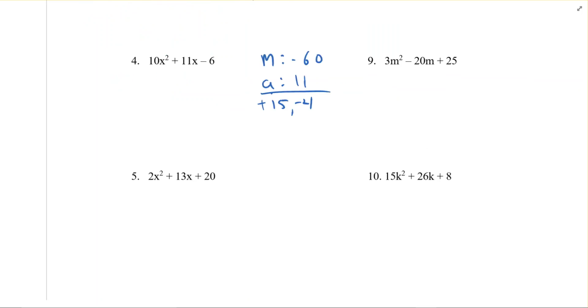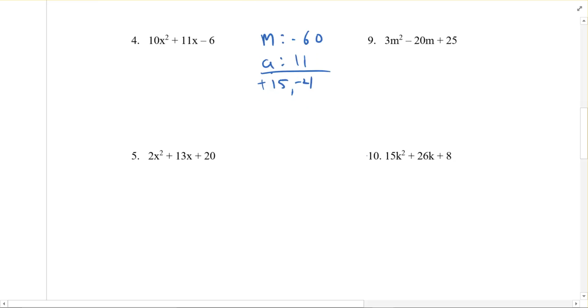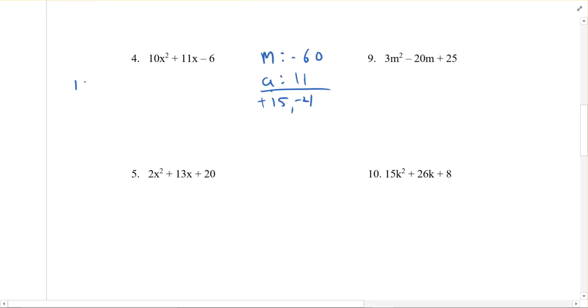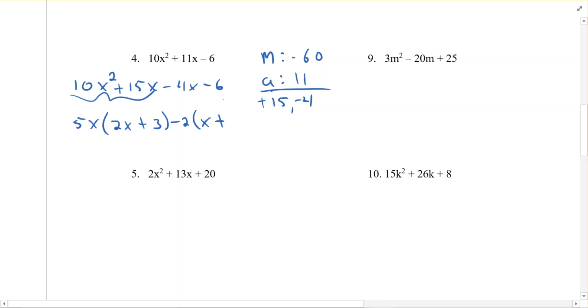Okay, this one. There's my numbers: need to multiply to -60, add to +11. 15 and -4 do that. So if I rewrite this, I've got 10x squared plus 15x minus 4x minus 6. Factoring just this part, we can factor a 5 out of that, so 5 and an x, and I'm left with 2x plus 3. Factoring out a -2 out of this one, so -2, I'm left with 2x plus 3. My factors are 2x plus 3 and 5x minus 2. So 5x minus 2 is where that came from.